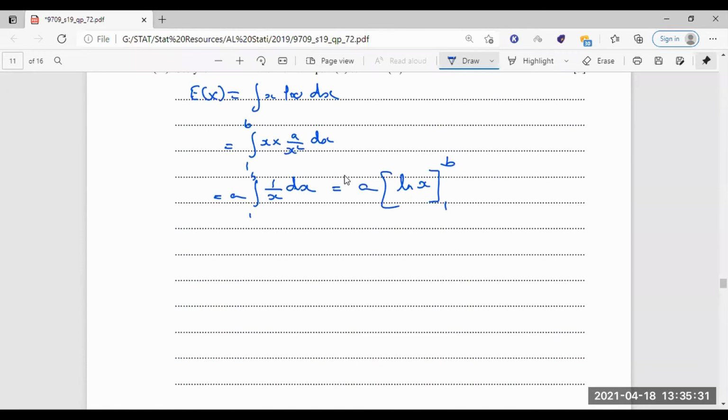Now, we know the values of a and b. So a is 3 by 2, b is 3, so ln of 3 minus ln of 1, which is 3 by 2 times ln of 3 minus ln of 1 is 0. So hence your answer will be 1.6479, which is approximately 1.65 to 3 SF.